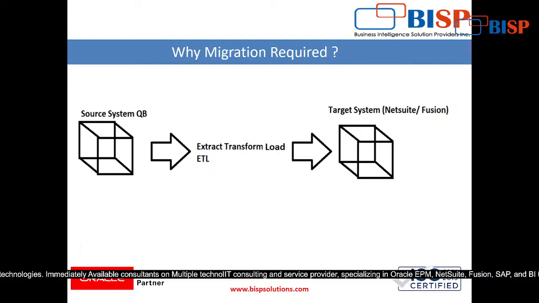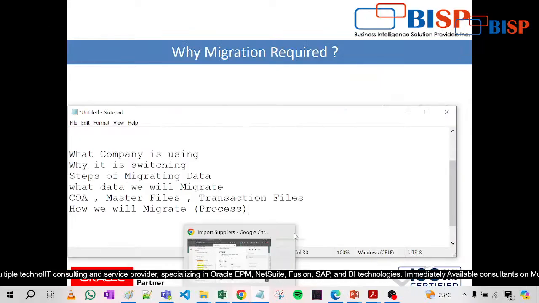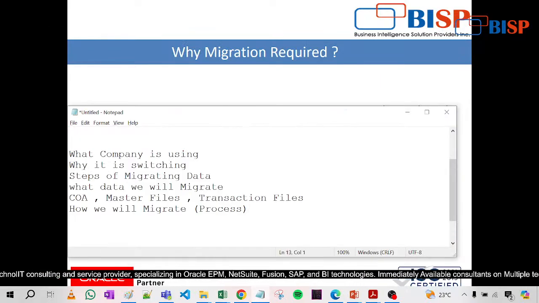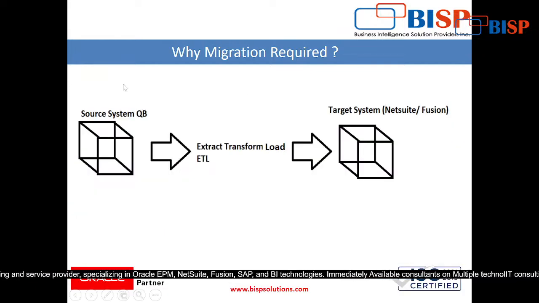See here, the complete process of data migration is called ETL, that is extract, transform and load. And here we are using the methodology called lift and shift. We are taking the data, migrating the data. We are extracting the data, transforming the data and then shifting the data to the new system, that is Fusion.